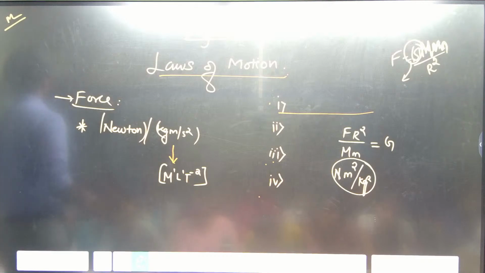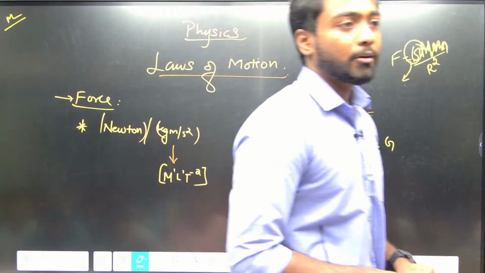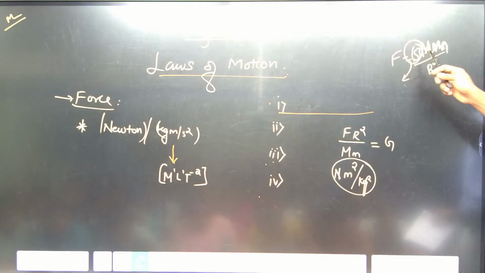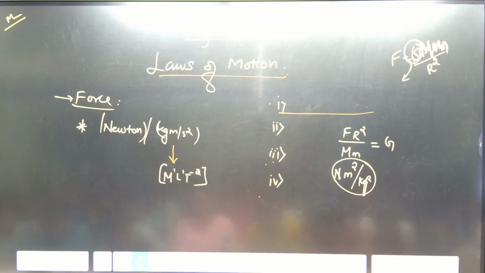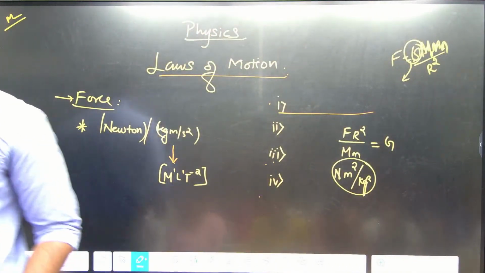Here r is the radius of the earth, which is 6400 kilometer. And capital M is the mass of the earth, approximately 6 into 10 power 24 kg. So R is equal to 6400 km, and capital M is equal to 6 into 10 power 24 kg. Everything is approximate. So that's the basic thing about gravitational force. Second one, electromagnetic force.